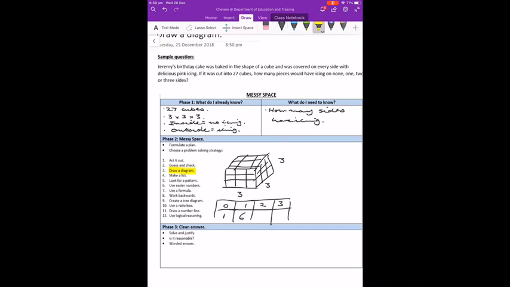How many have 2 sides? It's these pieces here. And there are in fact 12 of those altogether. How many have 3 sides of icing? Those are our corner squares, and there are 8 altogether. So I believe there is 1 piece with 0 sides of icing, 6 pieces with 1 side of icing, 12 pieces with 2 sides of icing, and 8 pieces with 3 sides of icing.